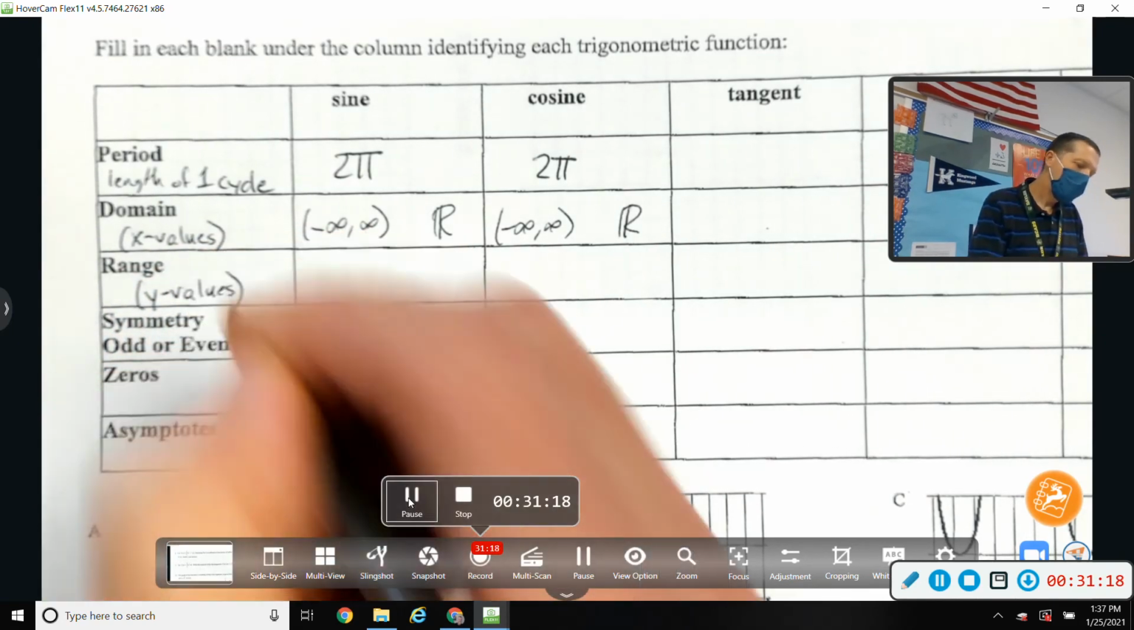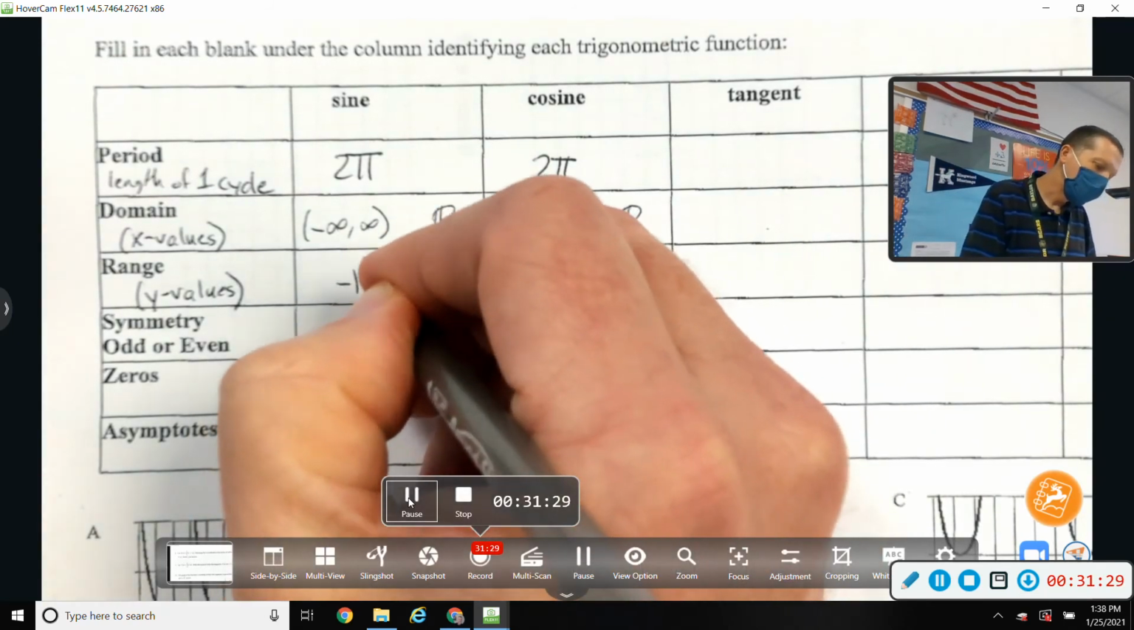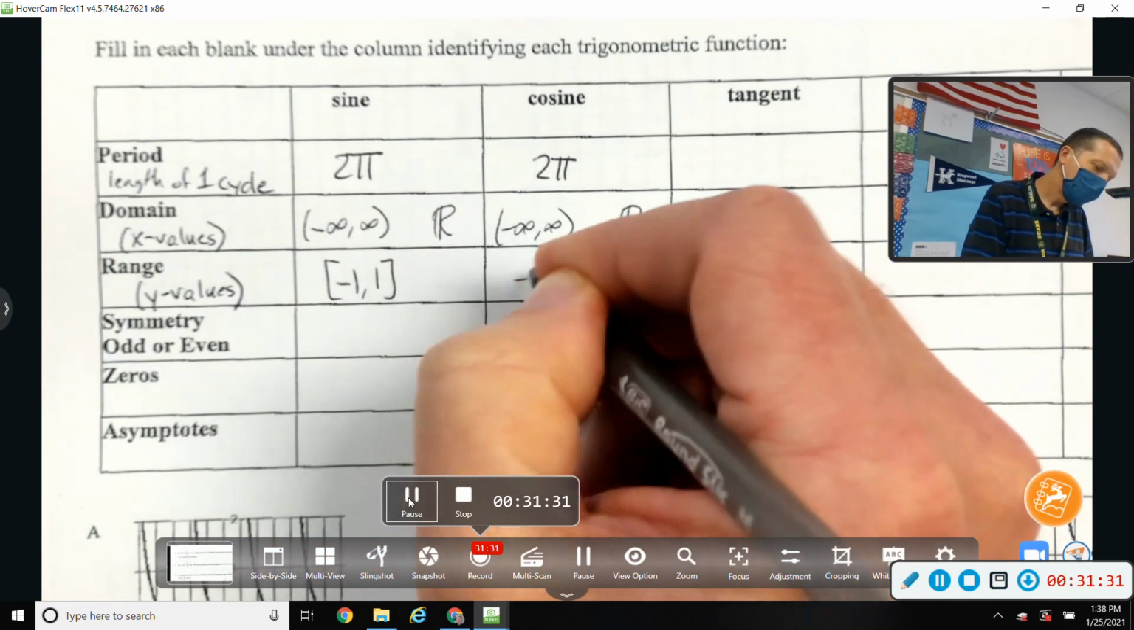Range is the y values. So what's the bottom to top? -1 to 1, but with brackets. Good call. Because we want to include -1 and 1.